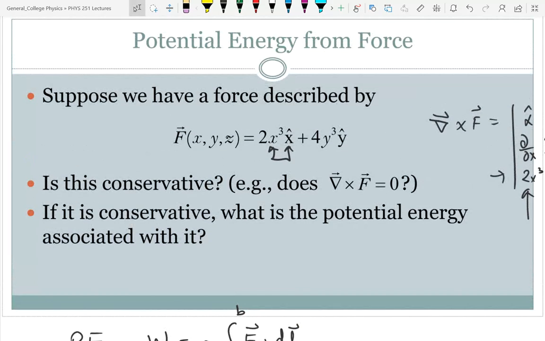Yes. Any questions about the processes we went through today? Either taking the gradient of the potential energy to get the force, like I did starting and ending, or finding the curl to see if it's conservative, or doing the integral for work to find the potential energy. Any questions about those items?